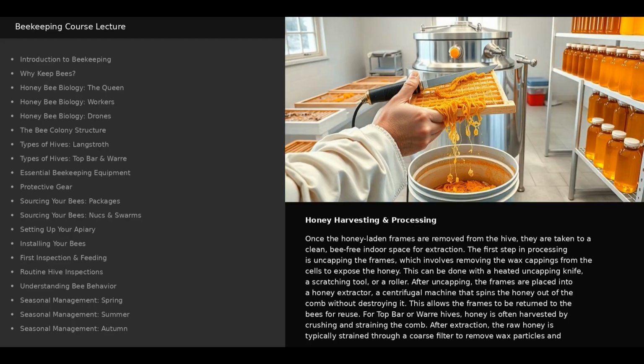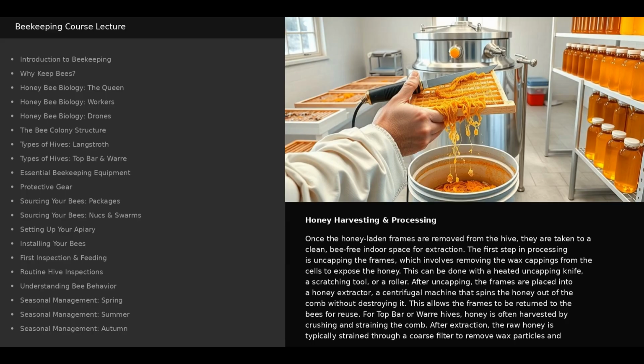Once the honey-laden frames are removed from the hive, they are taken to a clean, bee-free indoor space for extraction. The first step in processing is uncapping the frames, which involves removing the wax cappings from the cells to expose the honey. This can be done with a heated uncapping knife, a scratching tool, or a roller. After uncapping, the frames are placed into a honey extractor, a centrifugal machine that spins the honey out of the comb without destroying it. This allows the frames to be returned to the bees for reuse. For top bar or Warre hives, honey is often harvested by crushing and straining the comb.